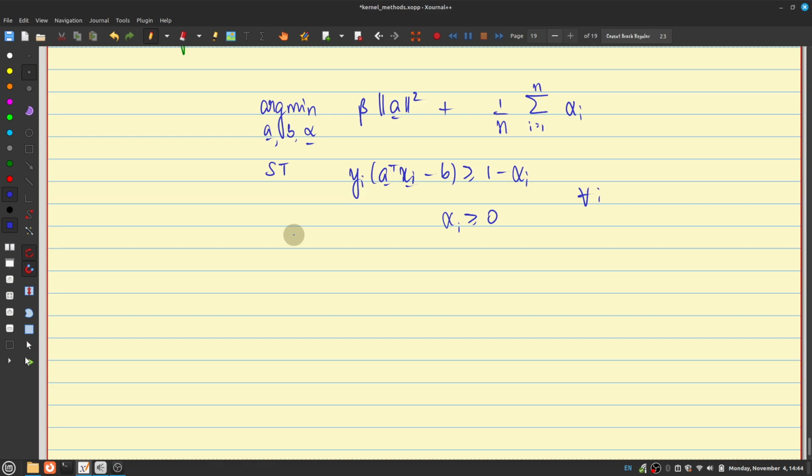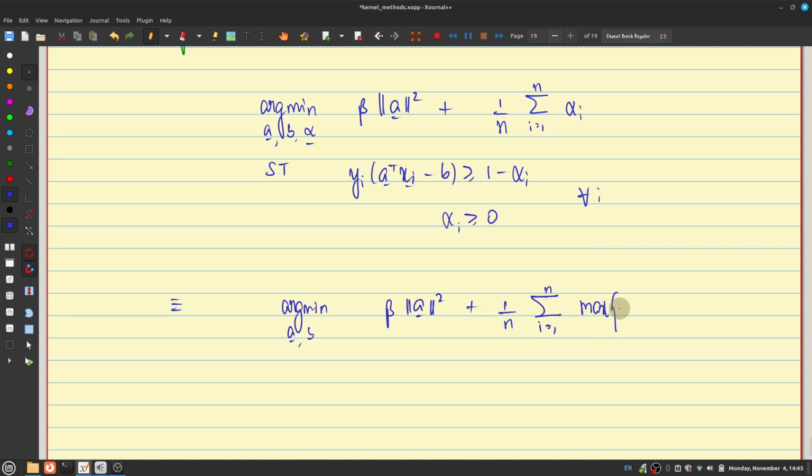Okay, any questions? Okay. So this, as it turns out, is equivalent to the following problem. So argmin over all A comma B. Note that this is a constrained optimization problem. This is equivalent to the following unconstrained optimization problem. Norm A squared plus 1 by n summation i equal to 1 to n of some function of yi, A, xi, and b, and this is going to be max of 0 and 1 minus yi times (A transpose xi minus b).